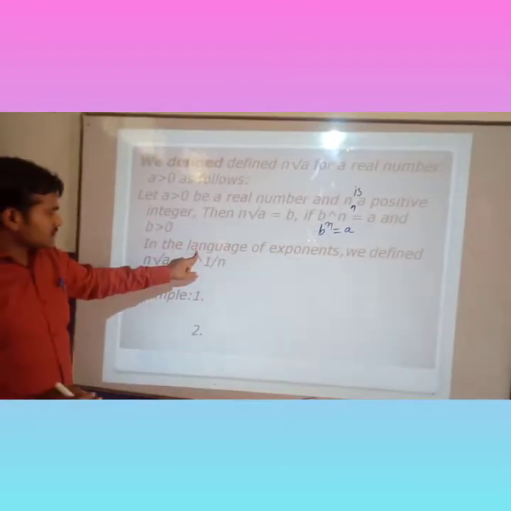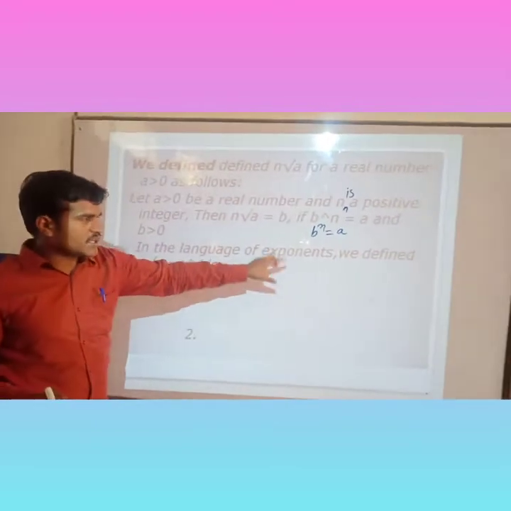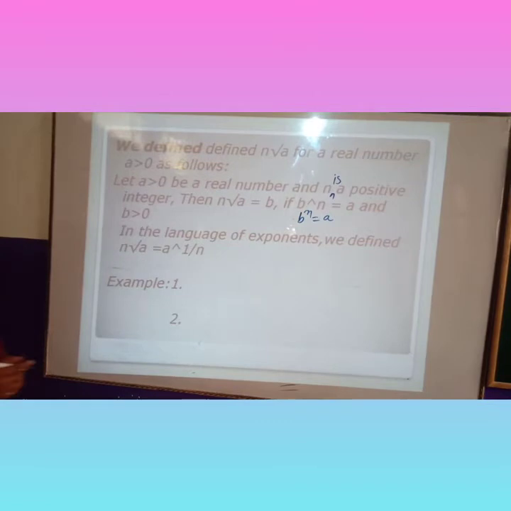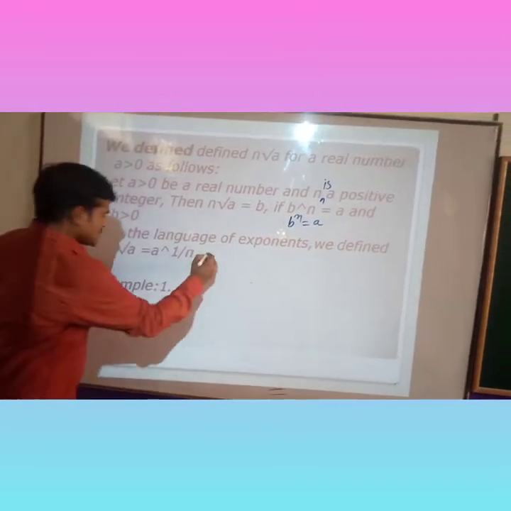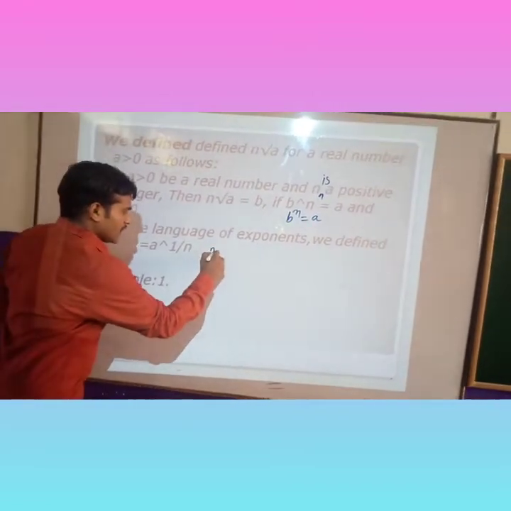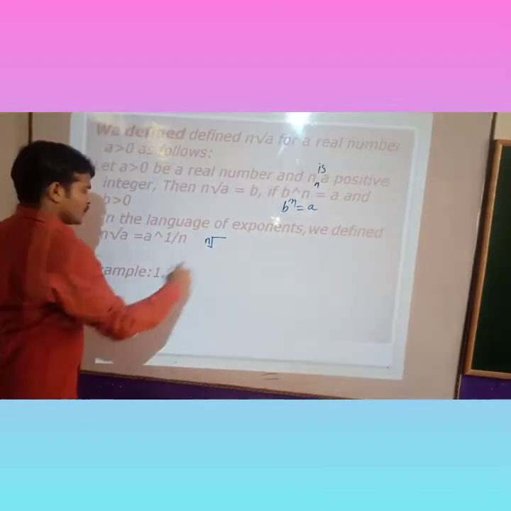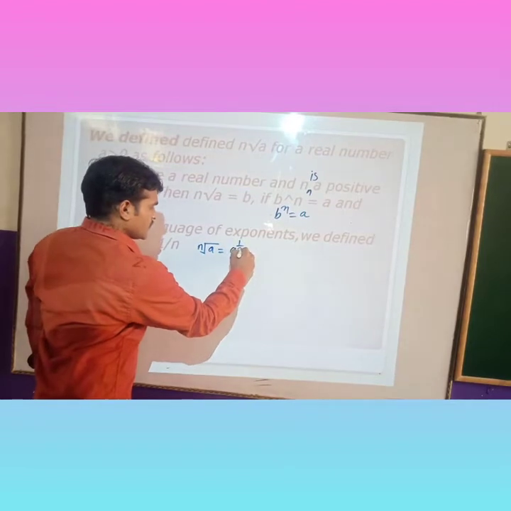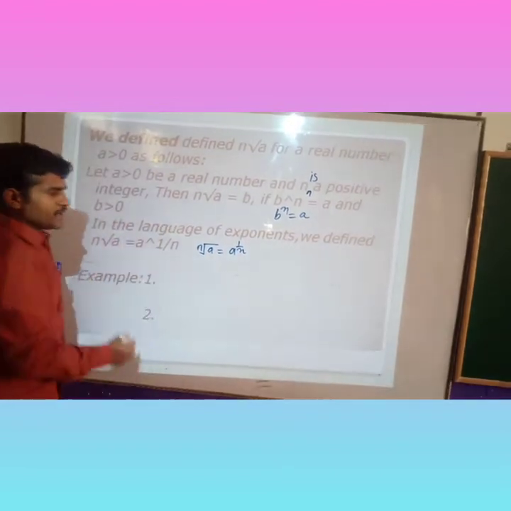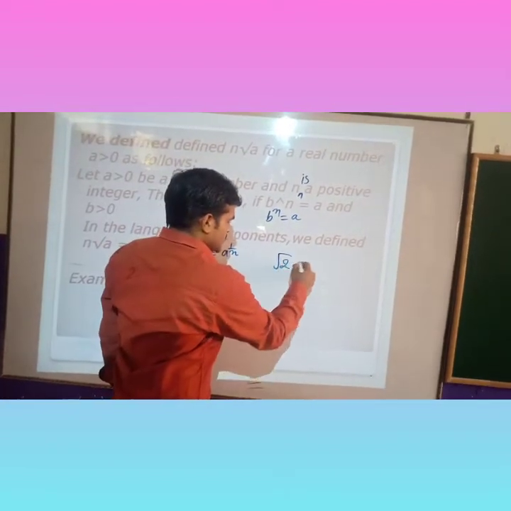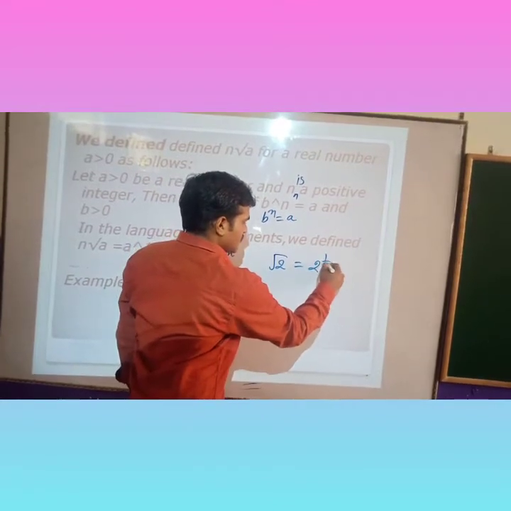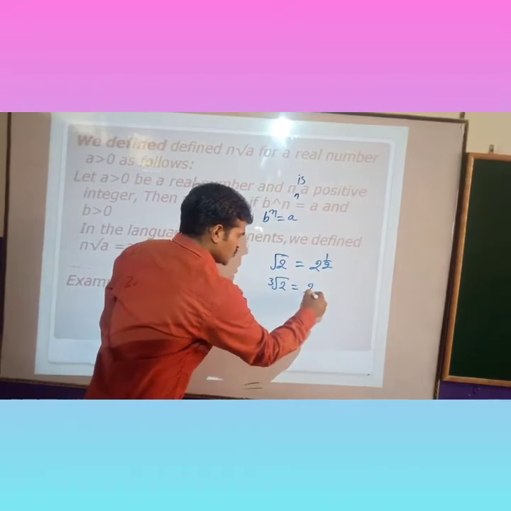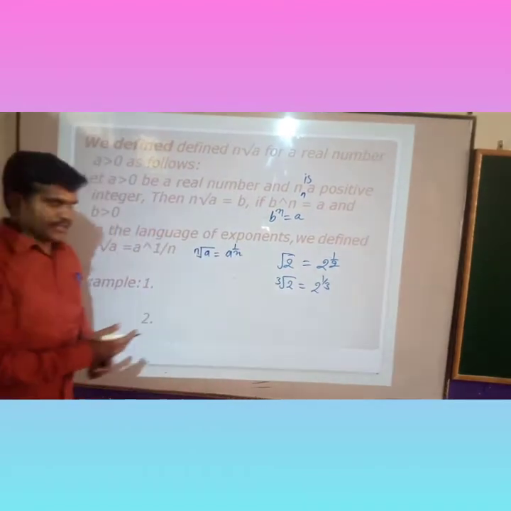In the language of exponents, we define nth root of a is equal to a power 1 upon n. Do you remember, square root of 2, its value is 2 power 1 upon 2, and cube root of 2 is equal to 2 power 1 upon 3.